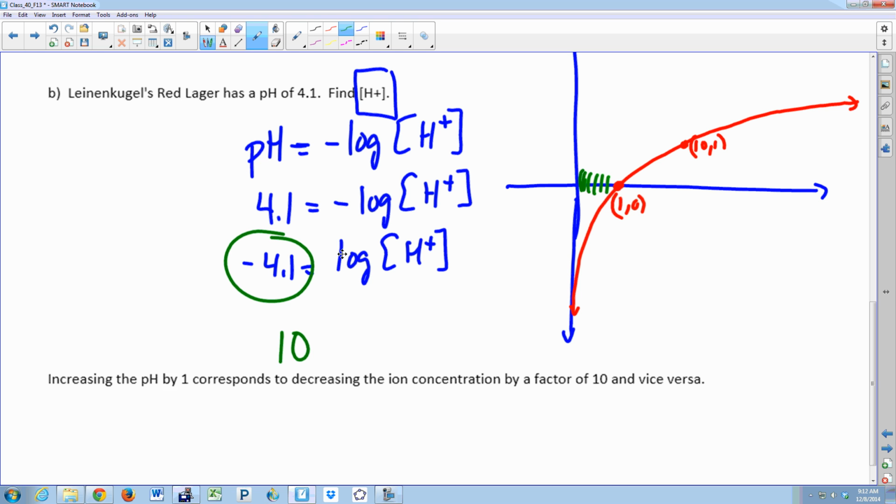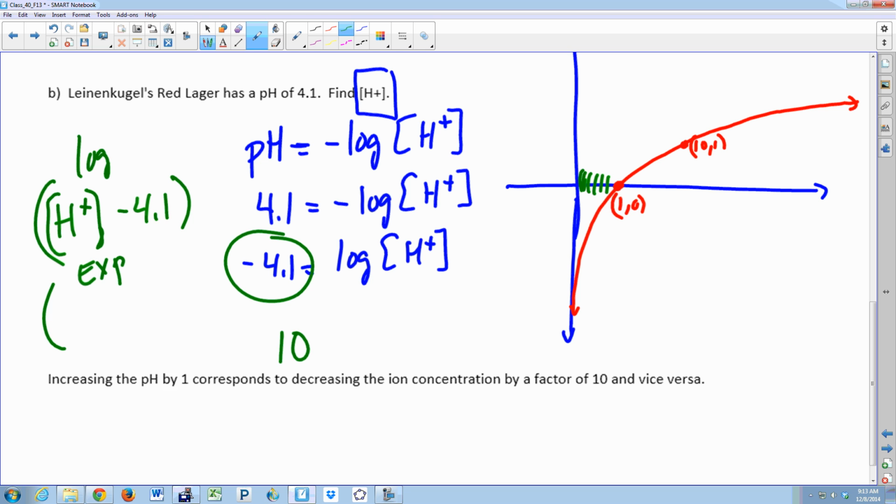So look, for this particular log, if I was writing an ordered pair, a point on this graph for this log, my output is negative 4.1. My input, my x value, is the hydrogen ion concentration. Now, this is the log. Remember, your exponential function is its inverse. So you swap your domain and range. That's all you do, your x's and your y's. So in this particular case, the answer to my log becomes my exponent, because that's my input into my exponential equation. And my answer to this is my hydrogen ion concentration.